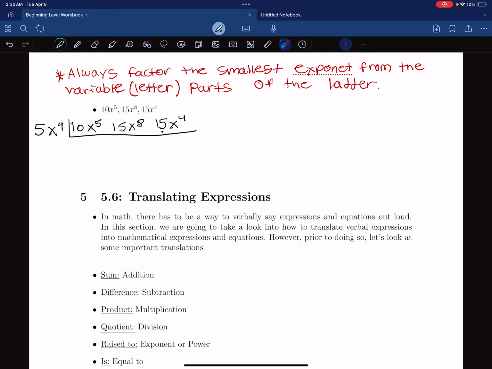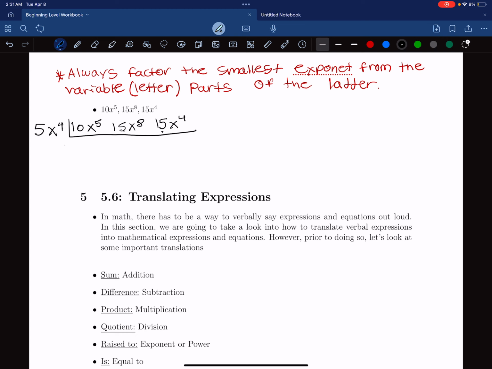So here, these variable parts, if you noticed, we actually factored out an x to the fourth, and our smallest exponent we have is x to the fourth. So if you need that rule, you can always use that as your safety pad if you don't know where to go with the variables until it starts to click in your head, because it does take a little bit to understand.